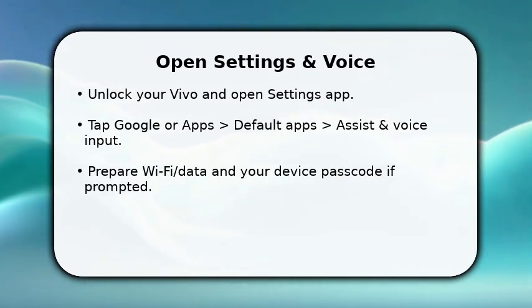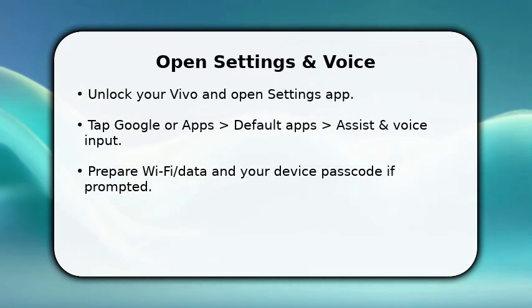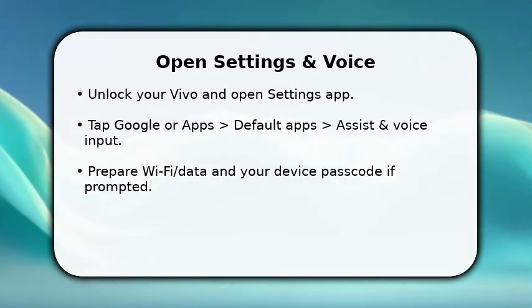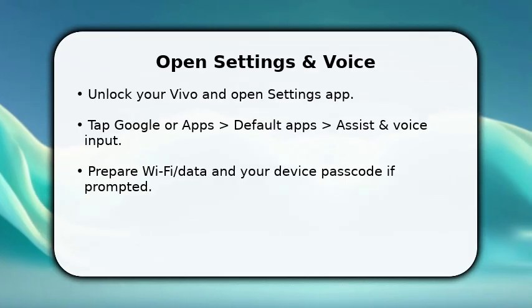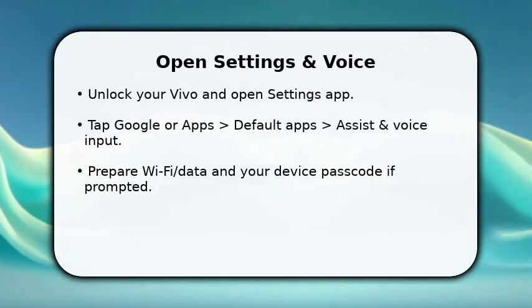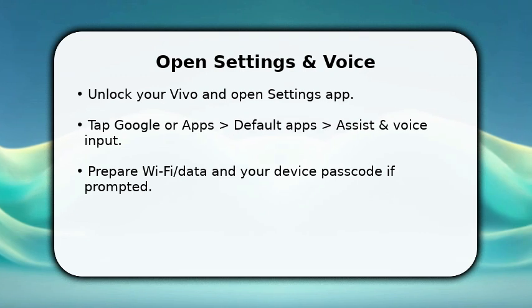Make sure your phone has Wi-Fi or mobile data and your passcode ready, because some options require verification. Once you reach Assist settings, you're positioned to change which app responds to voice commands. Follow each tap slowly to avoid changing unrelated defaults.